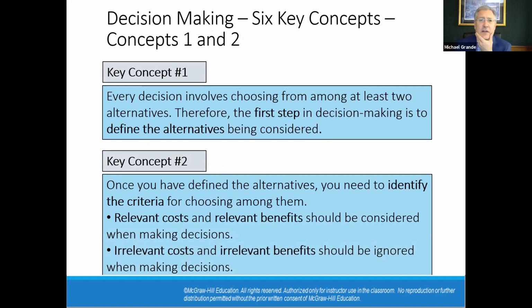So the key concepts are, key concept number one, every decision involves choosing among at least two alternatives. Therefore, the first step in decision making is to define the alternatives being considered. Step number two, once you've defined the alternatives, you need to identify the criteria for choosing among them. Relevant costs and relevant benefits, often revenue, should be considered when making decisions. Irrelevant costs and irrelevant benefits should be ignored.